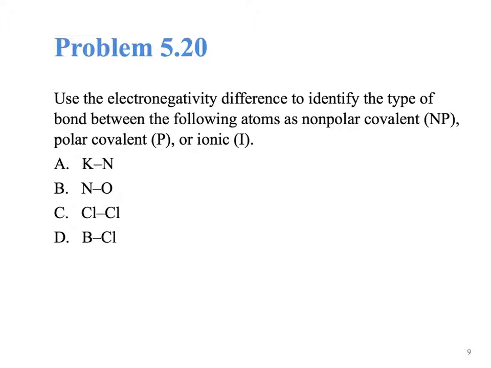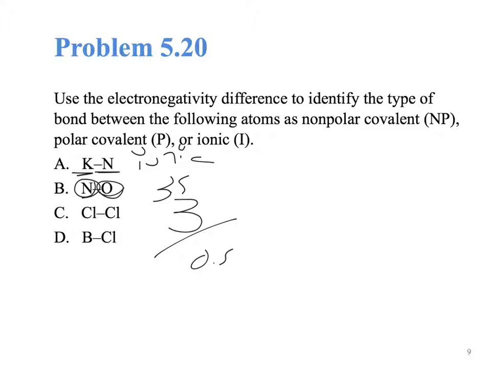So a problem like this, we see potassium is a metal, nitrogen is a non-metal, immediately we know that this is ionic. For something like this, we have nitrogen and oxygen. Then we look at the electronegativity table. Nitrogen's electronegativity is 3. For oxygen it is 3.5, so we do 3.5 minus 3, that is 0.5. Therefore, this type of bond is a polar covalent.